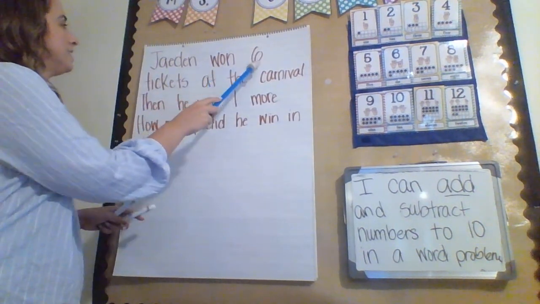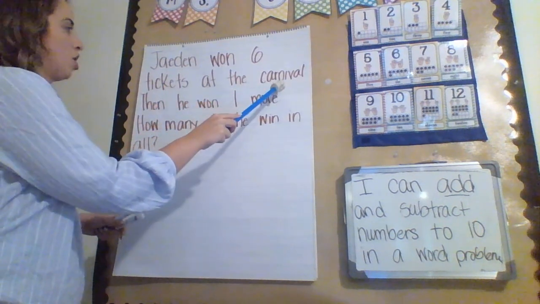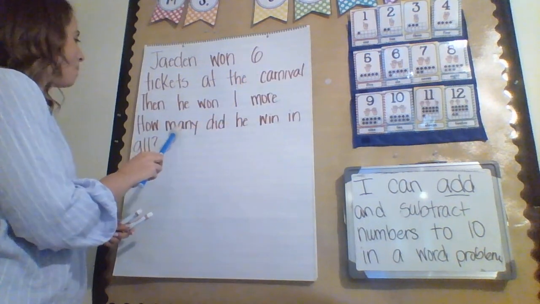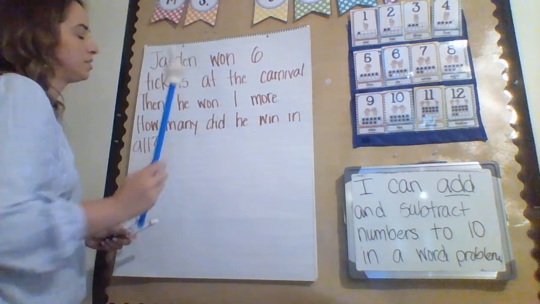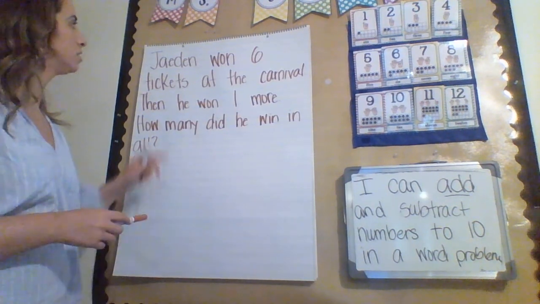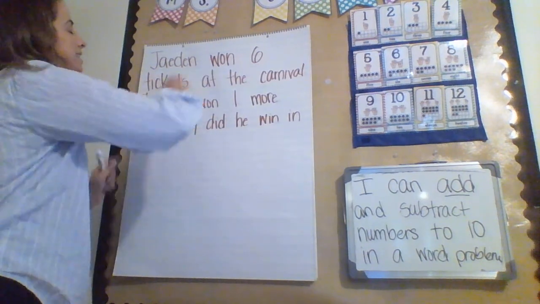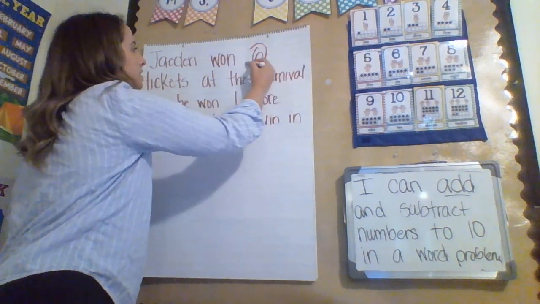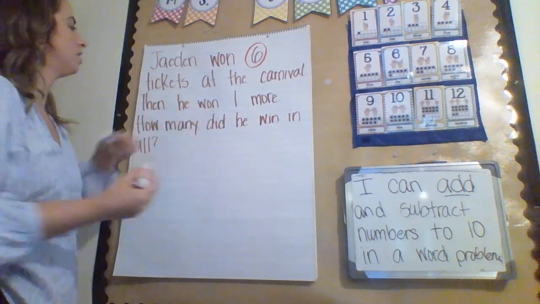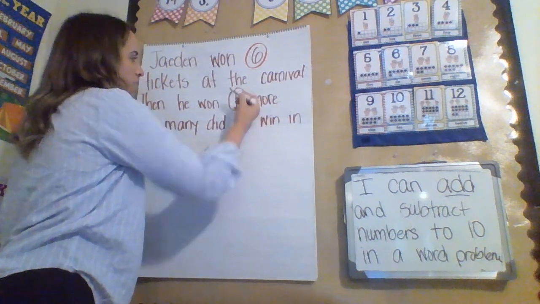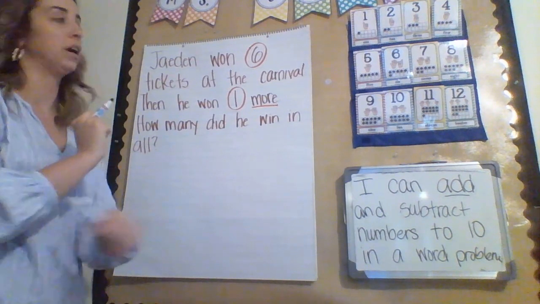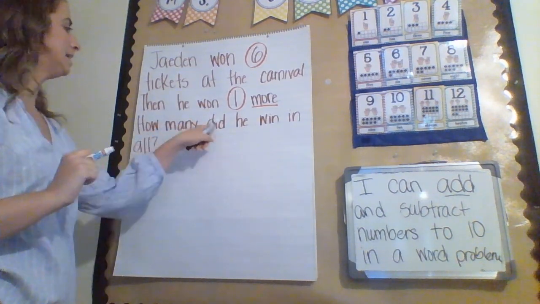Jaden won 6 tickets at the carnival. Then he won 1 more. How many did he win in all? So let's think about our problem. Let's make sure we circle our numbers and underline the keyword. Jaden won 6, circle the number 6, tickets at the carnival. Then he won 1 more. So we're going to underline our word more. That more is telling me that we're going to add. We're going to put these numbers together. How many did he win in all?